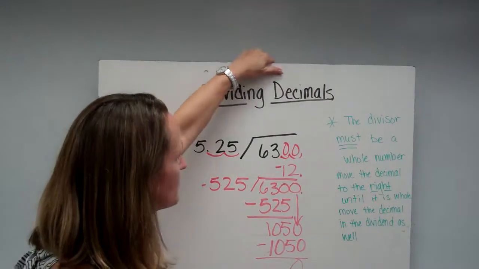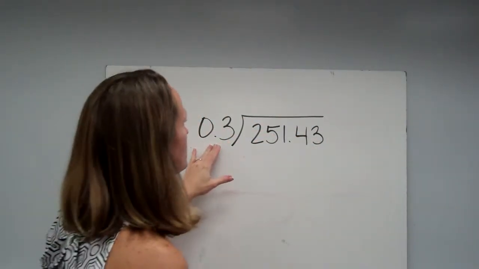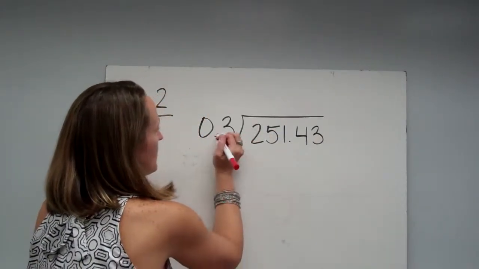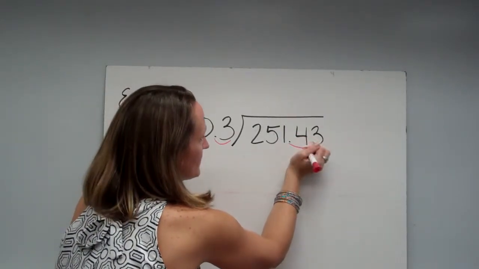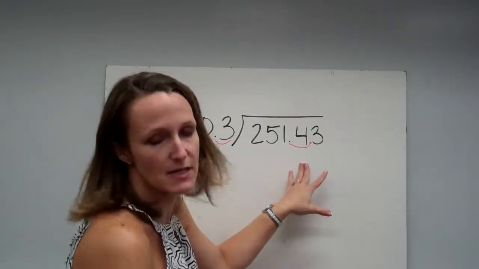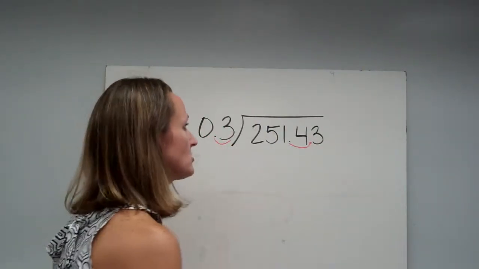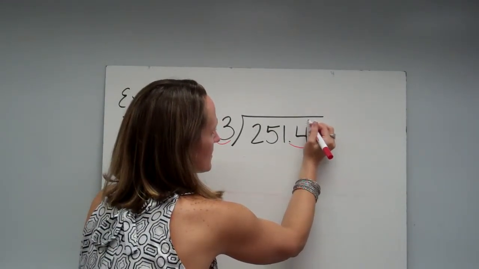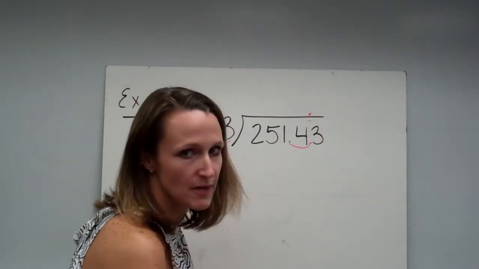Okay, let's do one more example. 3/10 or 0.3 into 251.43. So I'm going to move my decimal over 1 place here. I'm going to move it over 1 place here. It is okay if you still have a decimal in your dividend. It is not okay if you have a decimal in your divisor. I'm going to go ahead and move this straight up. My decimal is going to be right there in my answer.